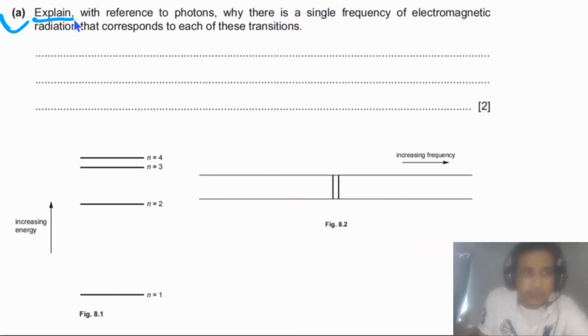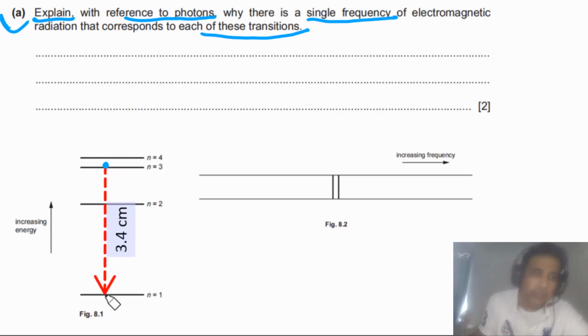Part A says explain with reference to photons why there is a single frequency of electromagnetic radiation that corresponds to each of these transitions. Imagine that there is one single electron in this energy level, and this electron jumps from N3 to N1, meaning to the lowest energy level. This is just a single jump, one jump, so this is one transition.